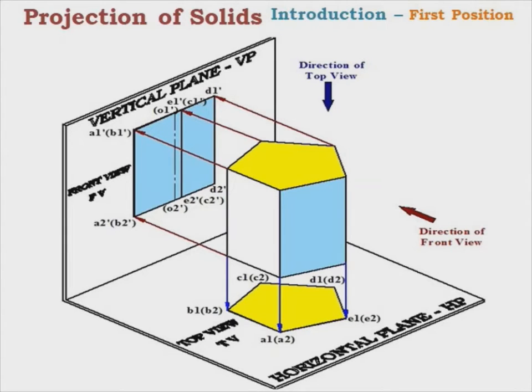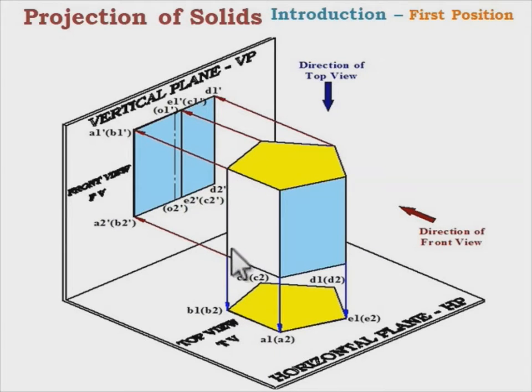This figure is a representation of projection of top view and front view of a pentagonal prism. The corners of top face pentagon are marked with A1, B1, C1, D1, E1, and bottom face pentagon are marked with A2, B2, C2, D2 and E2. In the direction of top view, the top face pentagon is visible, bottom face pentagon is hidden, as shown here. So this corner A1 is visible, A2 is hidden.